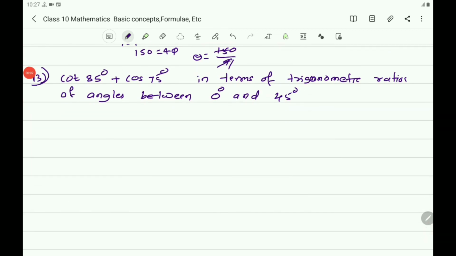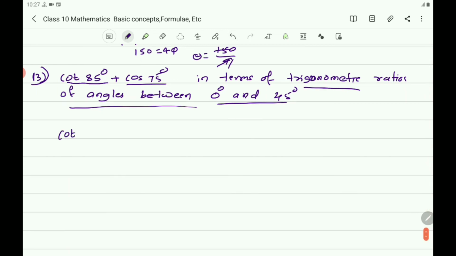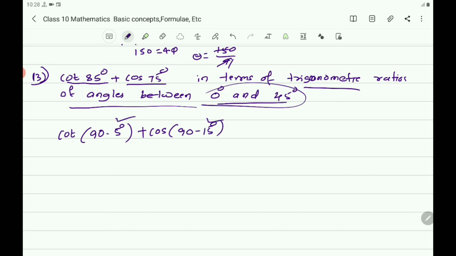Then you take the 13th question, cot 85 degree plus cos 75 degree in terms of trigonometric ratio of angles between 0 degree and 45 degree. Here it is 85 degree, it is 75 degree. So you can express this as cot 85 means cot 90 minus 5 degree, plus cos 75 means cos 90 minus 15 degree, and this 5 degree and 15 degree are between 0 and 45.